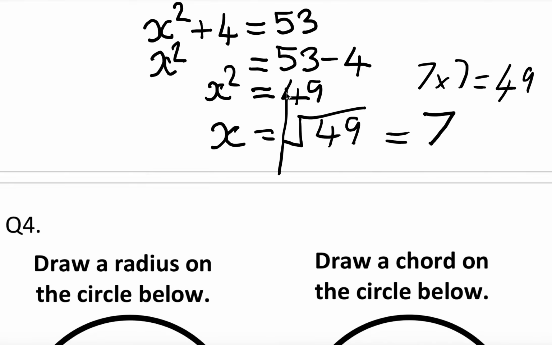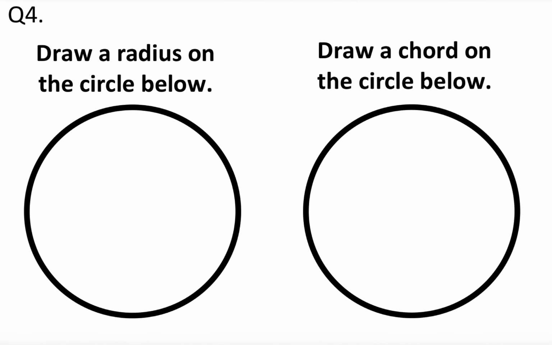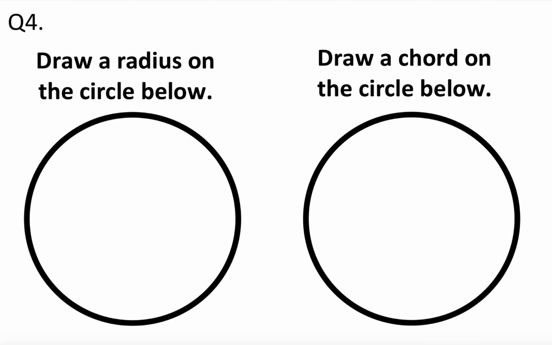Let's move on to question 4. Ooh, it's the old circles again. So circles, we've got two questions. We've got 2 circles here, and on the first circle we've got to draw a radius. Well, the radius is just a line that goes from the centre point of the circle to the circumference. It would be a straight line, but in my case my pen's not that brilliant, but there you go. That would be a radius.